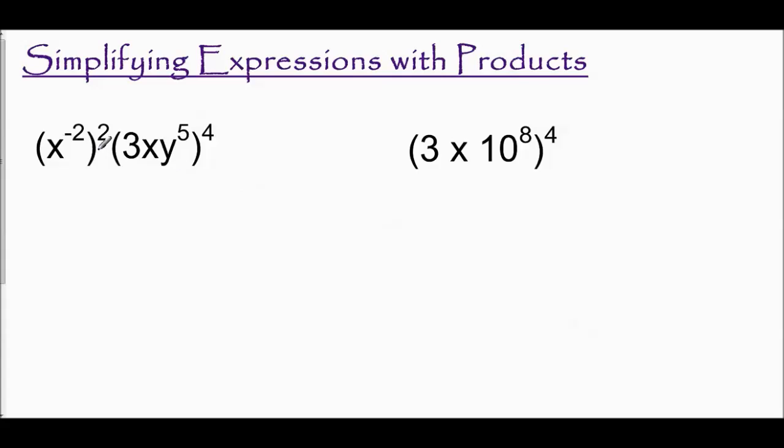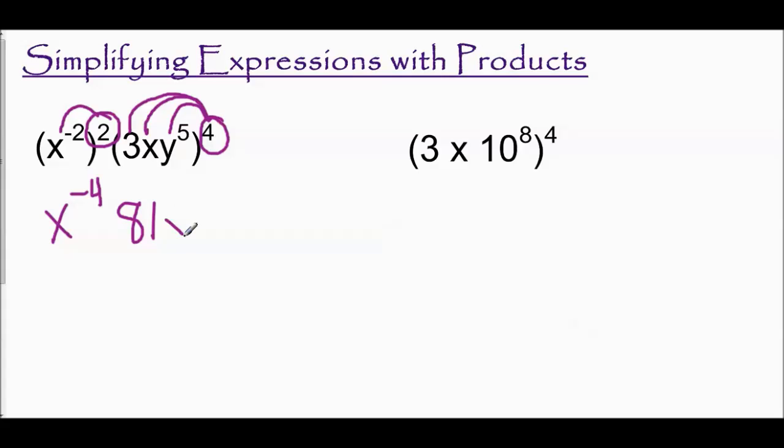Now let's put it all together here. That square is going to be applied to that, and there's only one factor inside there, so I could just go ahead and multiply those exponents and have x to the negative 4th power. Then for my second set of parentheses, that 4 is applied to y to the 5th, to x, and to 3. So 3 to the 4th power, well, I know 3 squared is 9, so times 3 would be 27, times another 3 would be 81, and then that would be x to the 4th. And y to the 5th to the 4th power would be y to the 20th power.